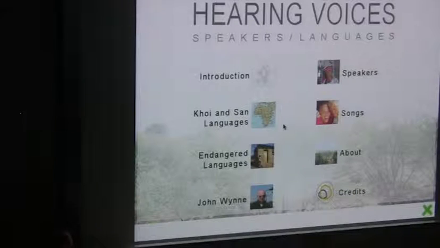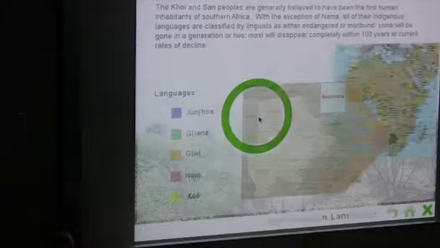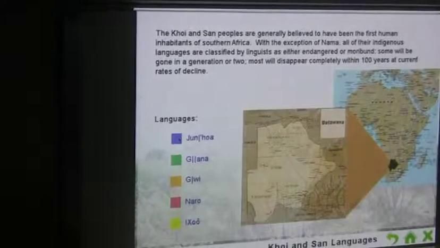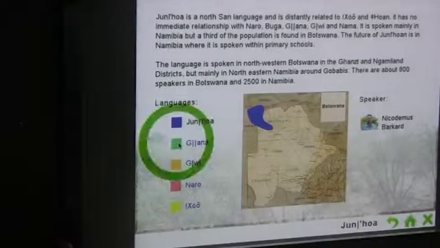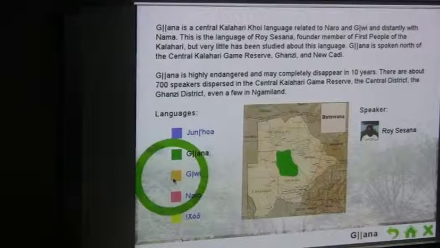So I'll just briefly show a little bit of the app, as we now have to call it. This has not all of the material I recorded, but most of it. It also has an introductory essay by David Toop, who writes on sound and sound art. It has some information about the languages themselves, where Botswana is and where we recorded, and it shows roughly the distribution of each of the languages.